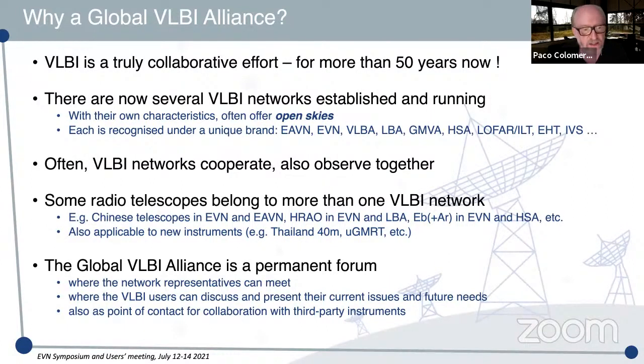So the initiative of a global VLBI alliance is to set up a permanent forum in which the representatives from all these networks can meet and discuss issues of interest. But also where the VLBI users, that's us here today, can discuss and present the current issues and future needs for the science. And last but not least, very important, it could be a point of contact for collaboration with third-party instruments. We will hear about the SKA, but also satellites or other instruments, and how VLBI networks can engage with them.